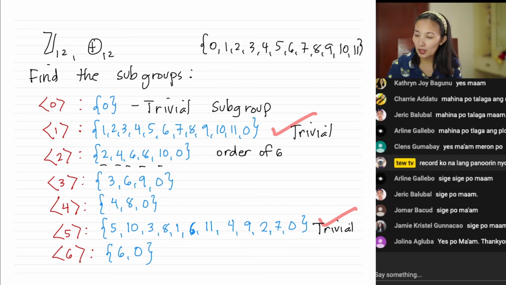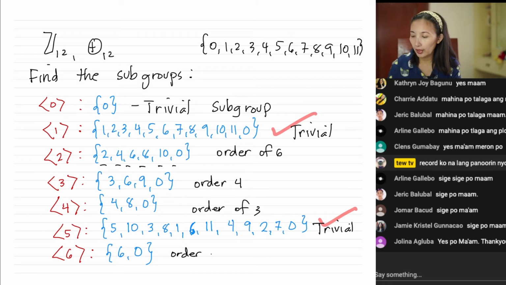This one has an order of 4. This one has an order of 3. And this has an order of 2. Okay, so 2 elements are generated. Now, how sure are we that the set generated after adding the element to itself multiple times is a subgroup?